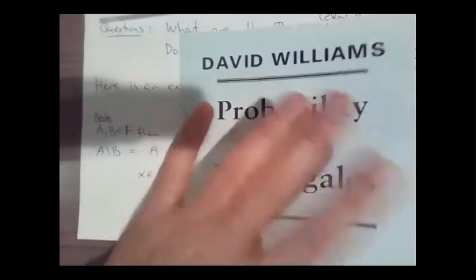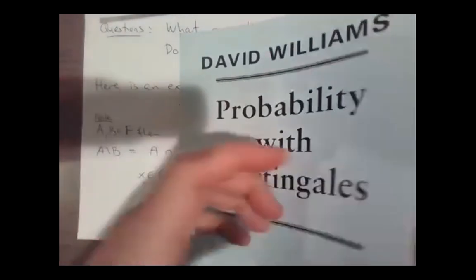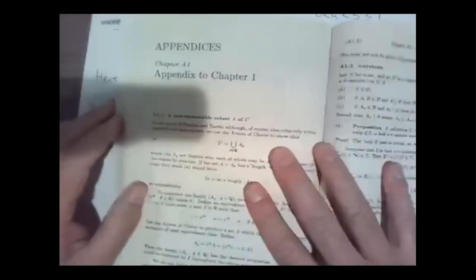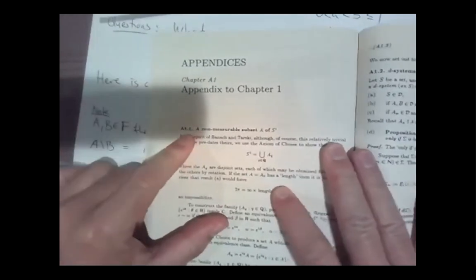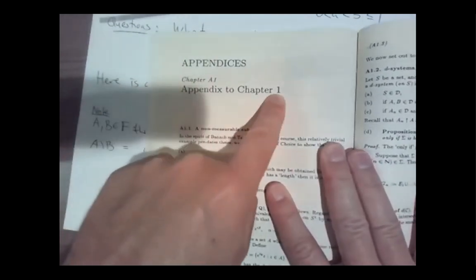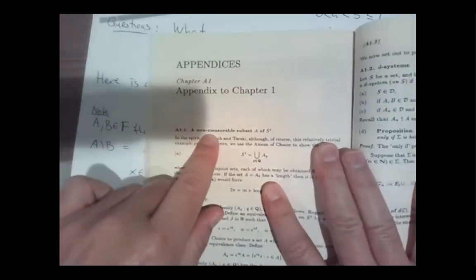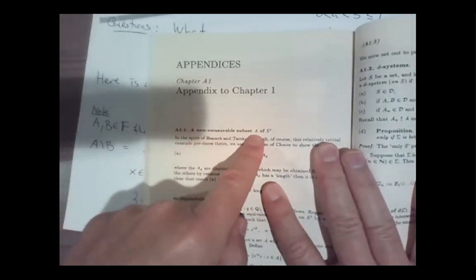If you flip into Williams, this is a famous book, so if you're interested in probability at a higher level, this is not a bad book, and it's not very expensive. So that's also useful. If you flip over to the appendix, you see what he starts out with in the very first part of his appendix to the first chapter is that he creates a non-measurable set.